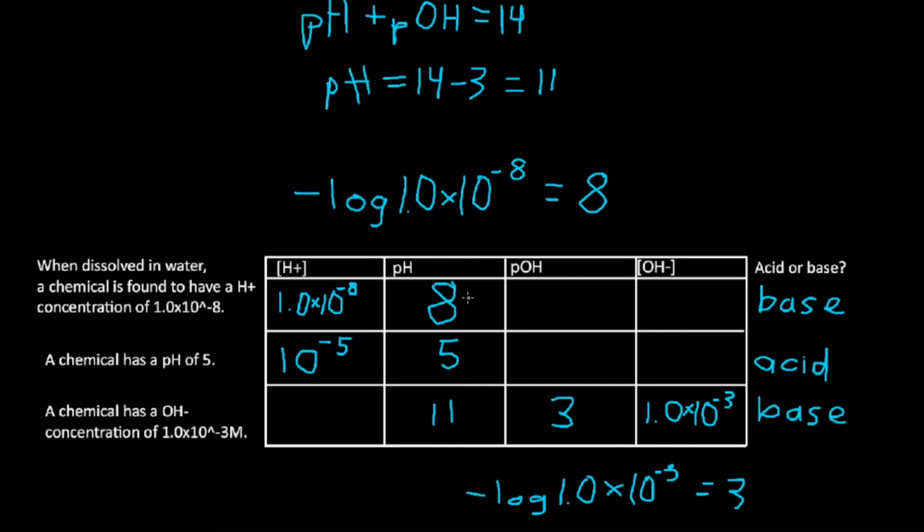So you can do this for pH and pOH. So let's look at the first example. 14 minus 8 is equal to 6. So that is your pOH. And also remember that you can go from pOH to concentration OH- by the same method that you can go from pH to concentration H+. So 10 to the power of negative 6 is your answer.